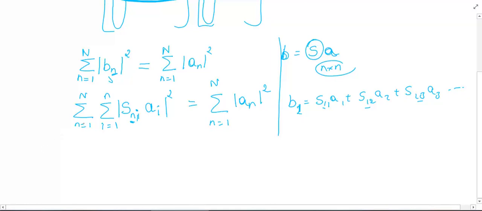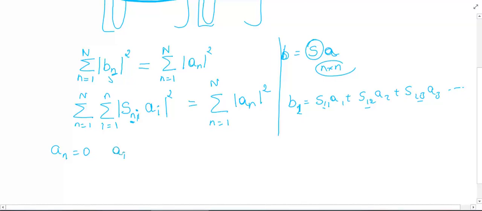Now we can consider this as one assumption. If only the ith port is excited, that means I'm giving the source to the ith port, and the rest of the ports are acting as matched terminated. If that is the case, what happens? All my ANs will be equal to 0 except only at AI.